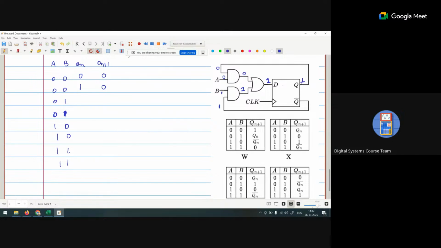If it is about 1, Qn is 1. So when Qn is 0, we are getting a 1. Now if Qn is 1, here we are getting 1 and this one is 0. So this is already 0, this is also 0. This output is 0. With this D is 0, Qn plus 1 is 0. So when Qn is 1, we are getting 0.